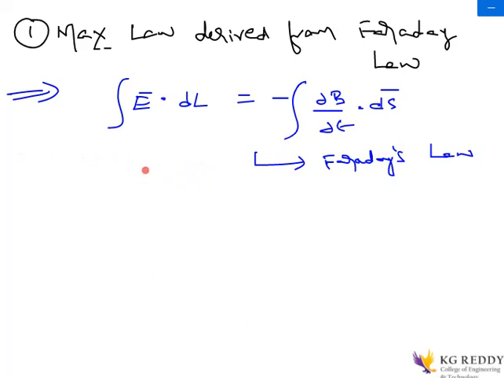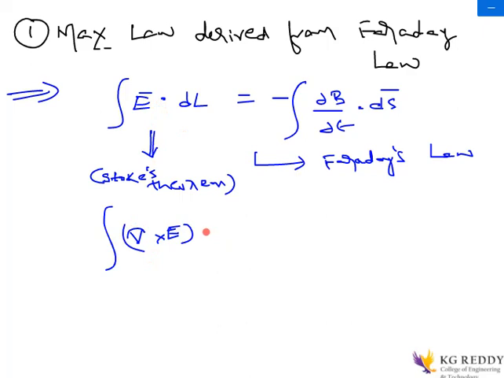As I always tell you, whenever you see a line integral, try to convert it into a surface integral by using Stokes theorem. So here, by using the Stokes theorem, I am converting this line integral to the surface integral. Then E bar dot dl will become curl of E dot ds, curl of E with respect to ds.